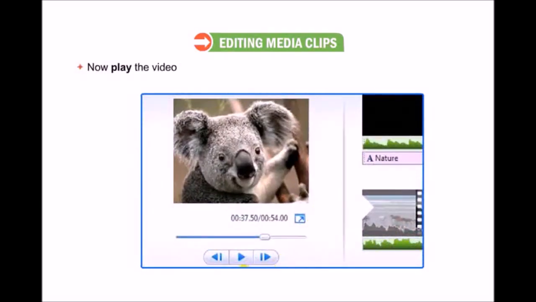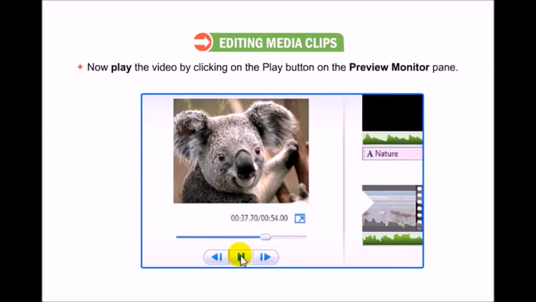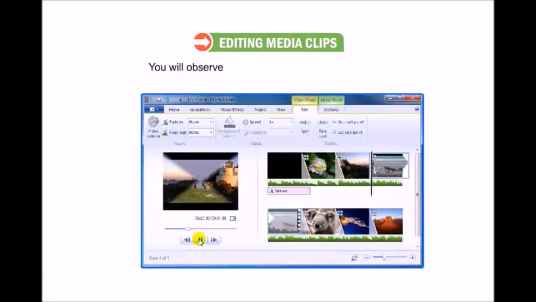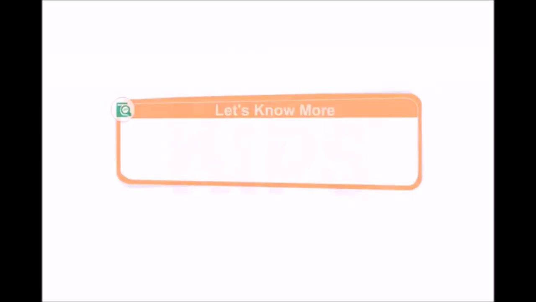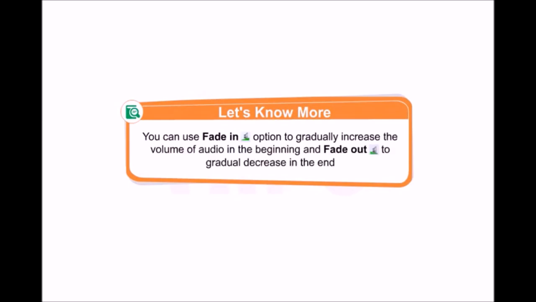Now play the video by clicking on the Play button on the Preview Monitor pane. You will observe that the video is trimmed to 4 seconds. Students know that you can use the fade in option to gradually increase the volume of audio in the beginning and fade out to gradually decrease it in the end.